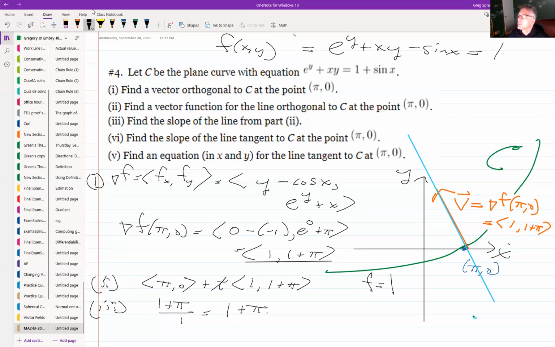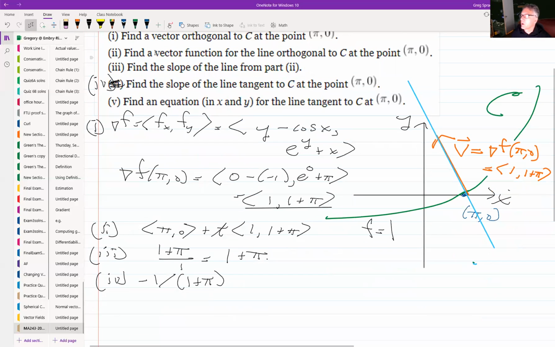Next part, which really should be part 4. Find the slope of the line tangent. Well, we know the slope of the line that's normal. The tangent line has slope that's a negative reciprocal of that, which is -1/(1 plus pi). And the final part is to find an equation for the tangent line.